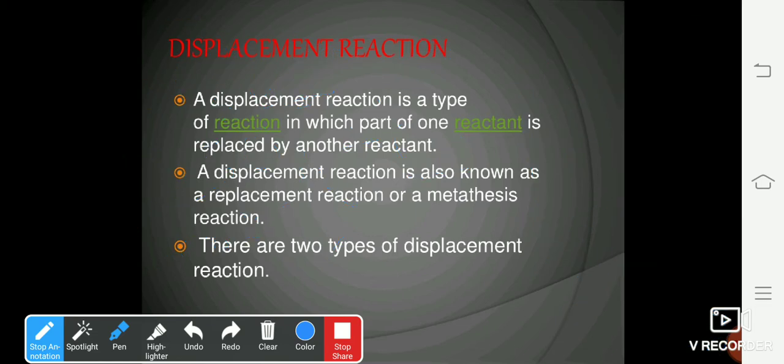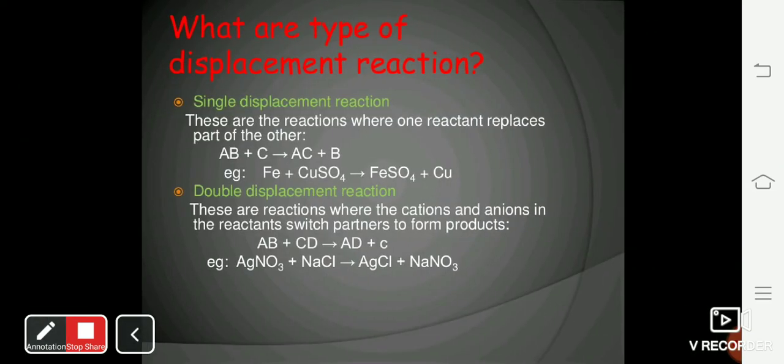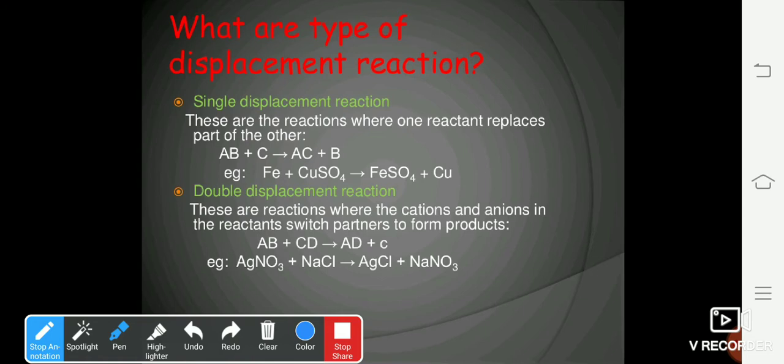Now there are two types of displacement reaction. One is single displacement and the other one is double displacement. In single displacement, you can see A plus BC gives you AC plus B. Now A is going with C, so it is displacement. The same example, Fe plus CuSO4 gives you FeSO4 plus Cu.